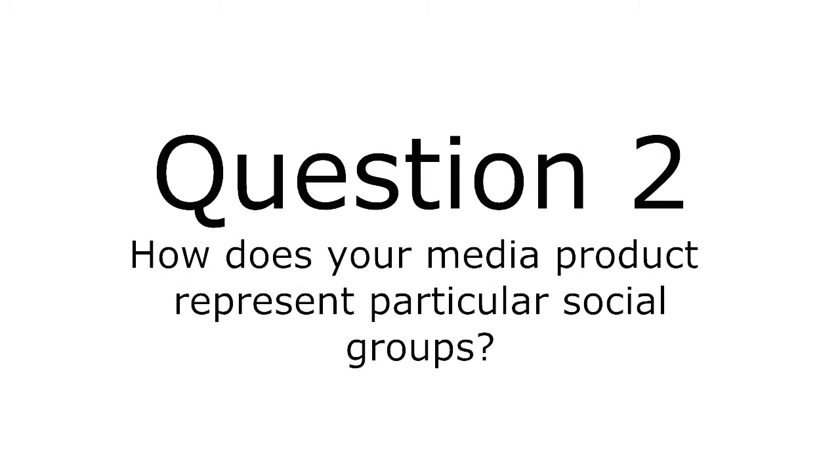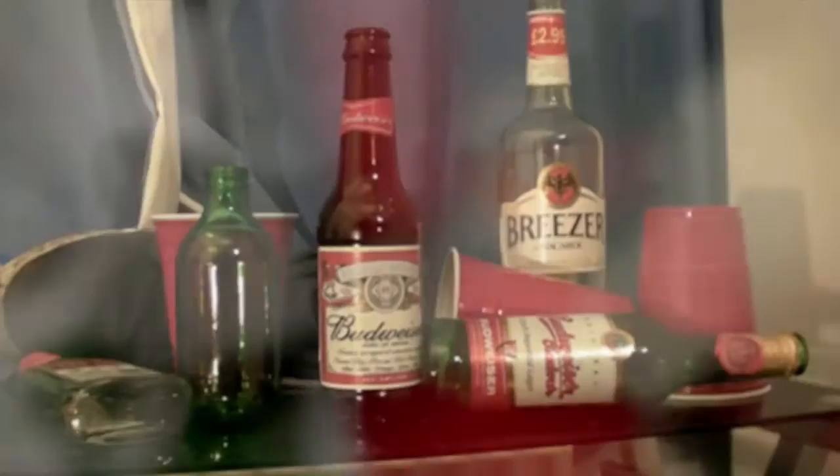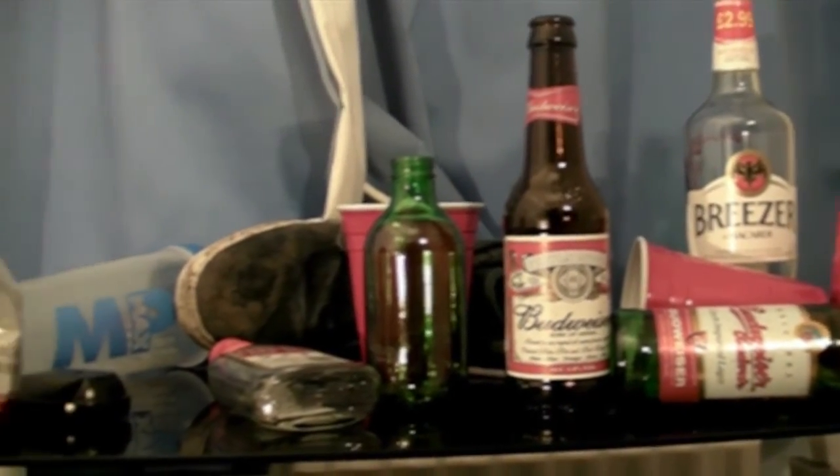How does your media product represent particular social groups? I feel that our product represents the young, teenage, adolescent social group to be a fun-loving yet also very unsafe and incautious group. I feel that our product does this because it gives a clear view of who it is trying to represent and puts them in quite a stereotypical teenage situation, the night after a party.